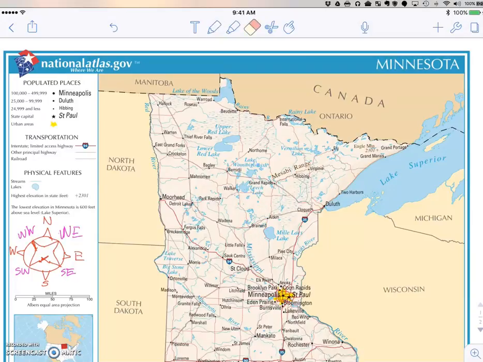Okay. Now, say we want to go northeast. Well, what is northeast? We know east is here, and north is here. So we kind of draw in between. We can see that Duluth is exactly northeast of St. Cloud. So by using the compass rose, we can figure out where we are and then where we can go from there. Let's do maybe one more here.